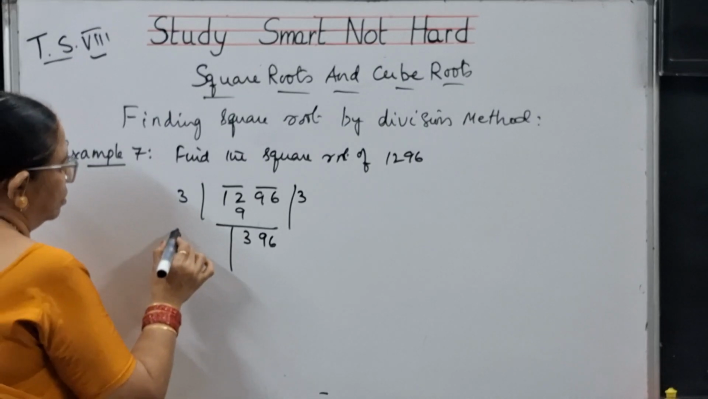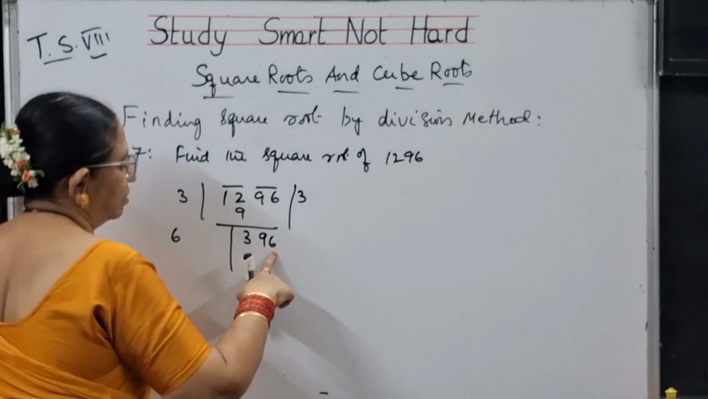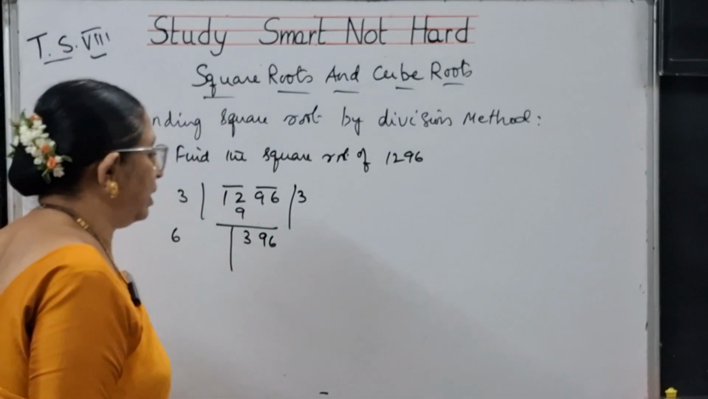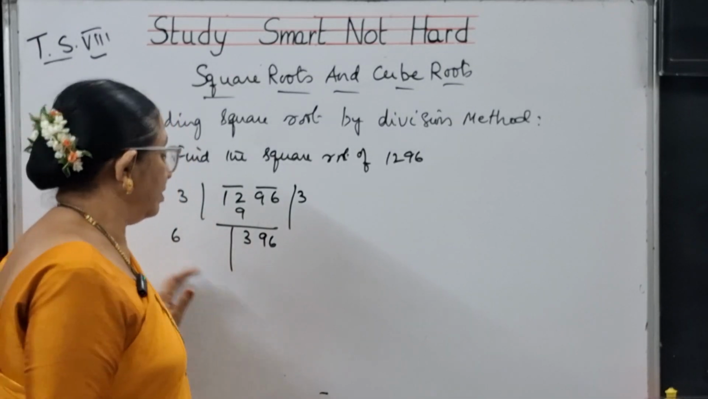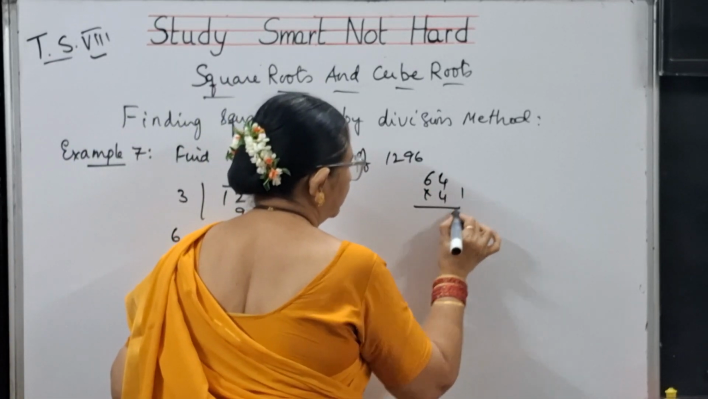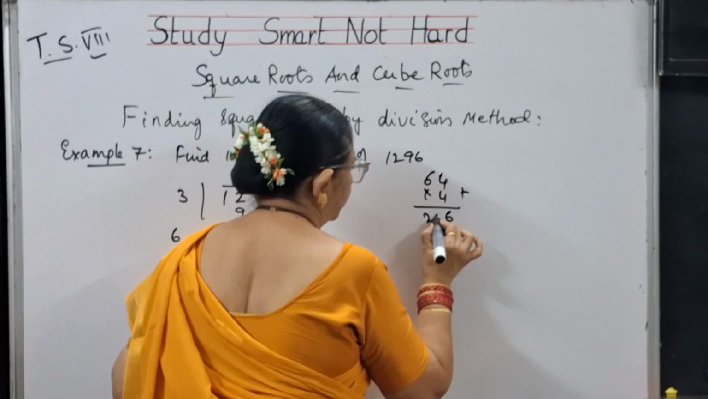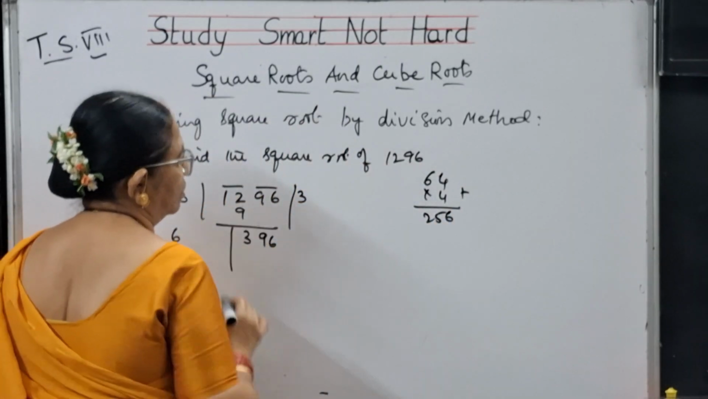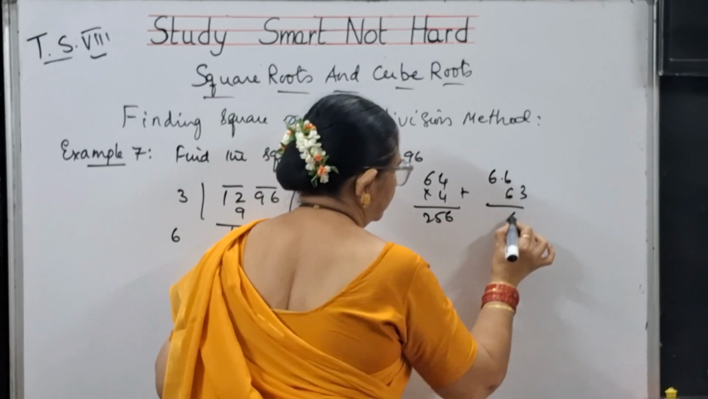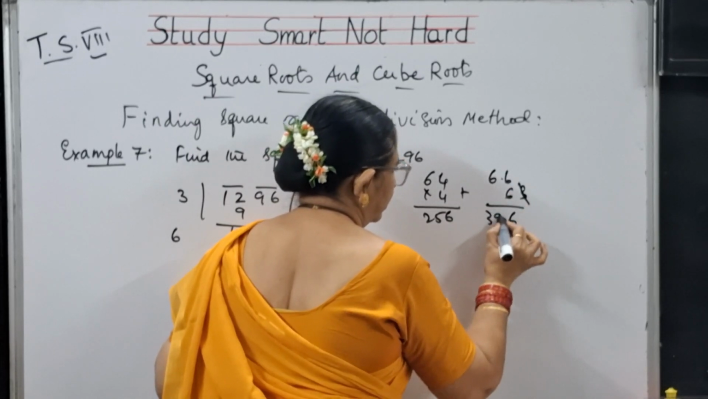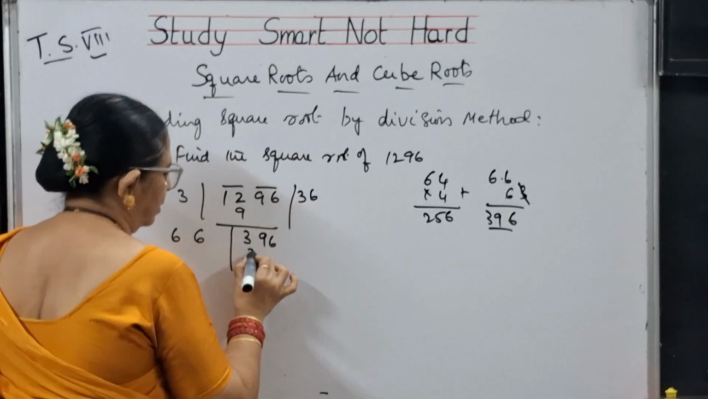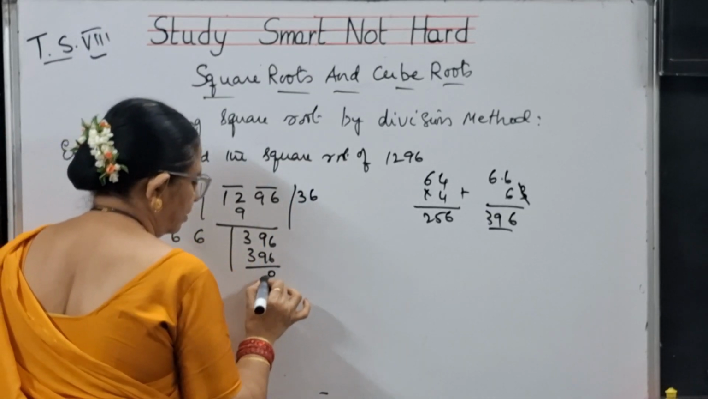Multiply 3 by 2, 6. Now I should search for the next number. 6 I should get. Either 4 4s are 16 and 6 6s are 36. So if I take 64 into 4, 4 4s are 16, 4 6s are 24, 1, 25, 2, 56 is very less. So I should take 6. 6 6s are 36, 6 6s are 36, 3, 39, 396.